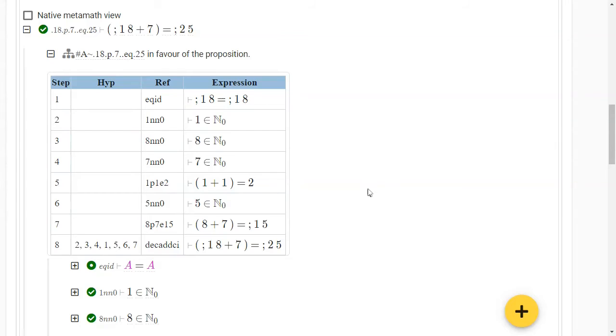The final argument makes sense to me. 8 plus 7 is 15. The 1 carries over to make 2. And the final result is 25. Now let's look at the premises.